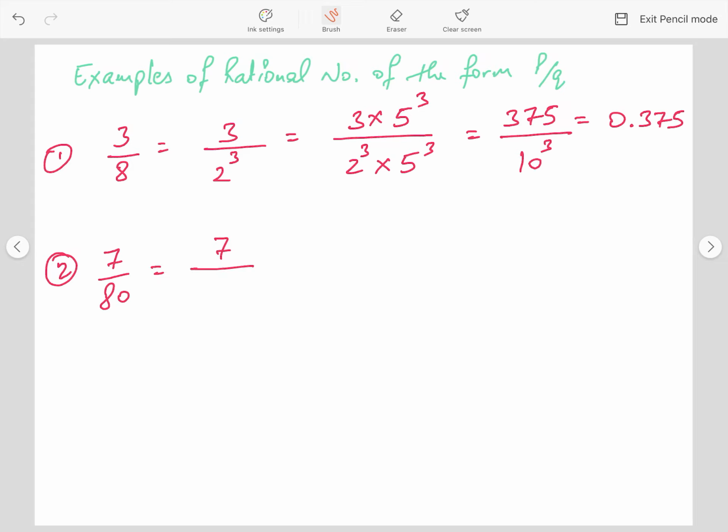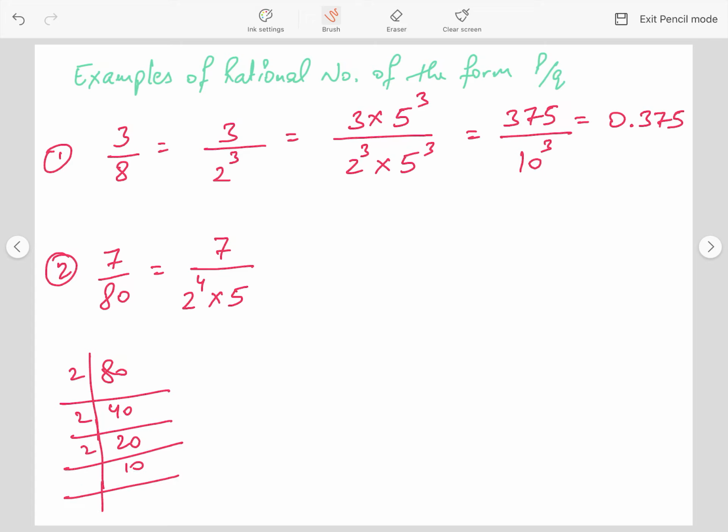So we can write it as 7 by 2 raised to the power 4 into 5. Now you will say how we get 2 raised to the power 4 into 5. What we have done is just the prime factorization of 80. So we will do 2, we will get 40. Now again dividing by 2, we will get 20. Again dividing by 2, we will get 10. And then 2, 5, then 5, 1. So 1, 2, 3, 4. So 2 raised to the power 4 into 5.